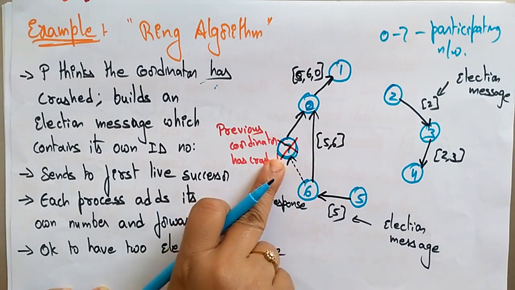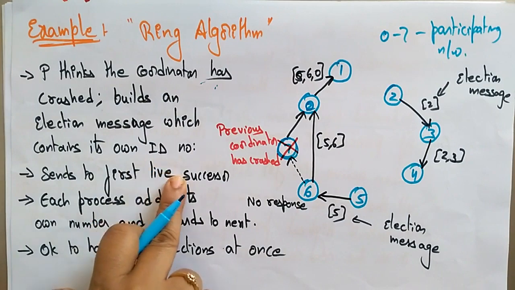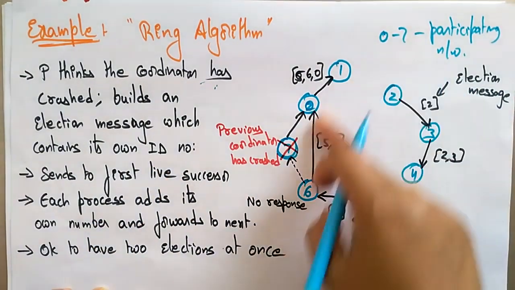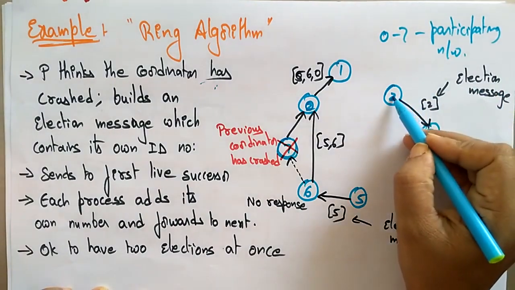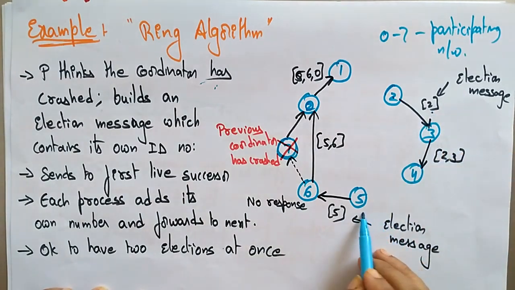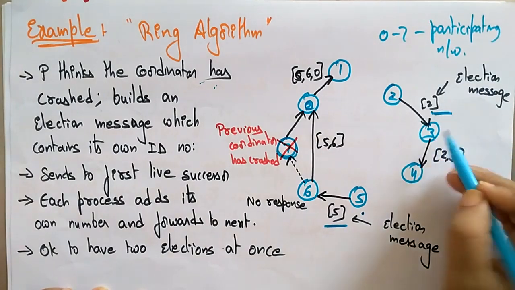So whenever it has crashed, a process builds an election message which contains its own ID number. Any one of the processes can participate in the election simultaneously. So here 2 is participating in the election, and in the same way 5 is also participating with an election message containing its own ID.